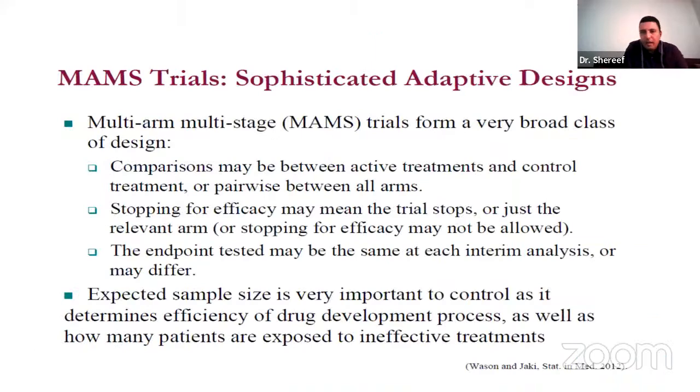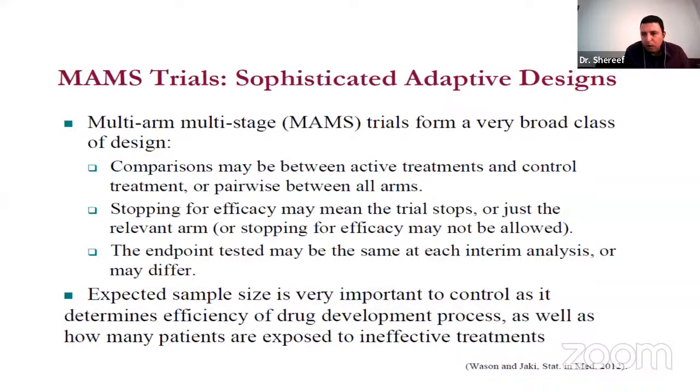And even sometimes you don't have two-arm adaptive trials. Sometimes you have multiple-arm, multiple-stage adaptive clinical trials. These are very complicated trials. You have certain interim analyses at well-defined points. These need to be well-defined from the start of the trial. And according to the results of the interim analysis, you are comparing the multiple treatment arms against control.